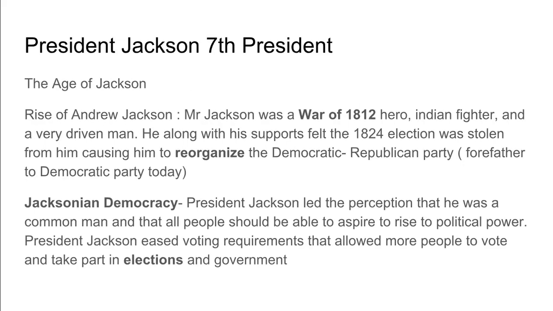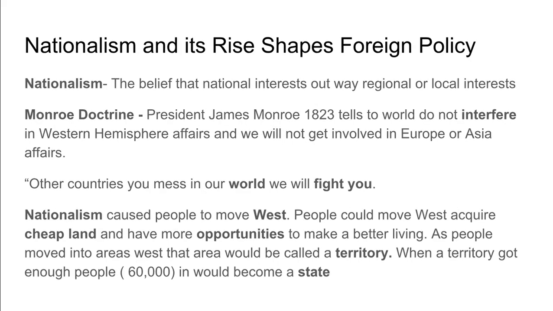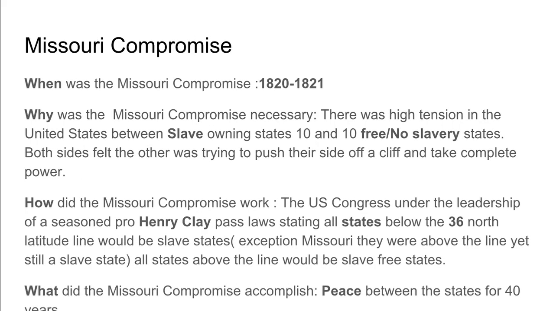What did the Missouri Compromise accomplish? Well, it's going to keep the peace from 1820 till 1860. For the better part of 40 years, we're going to have peace amongst our nation on a very, very hotly debated topic of slavery. And it eventually will fold when the South tries to secede from the Union.